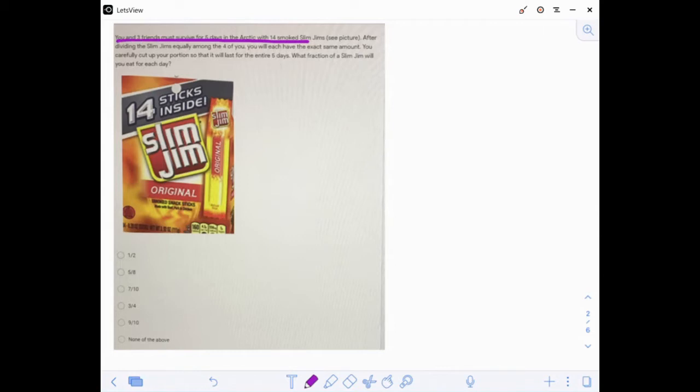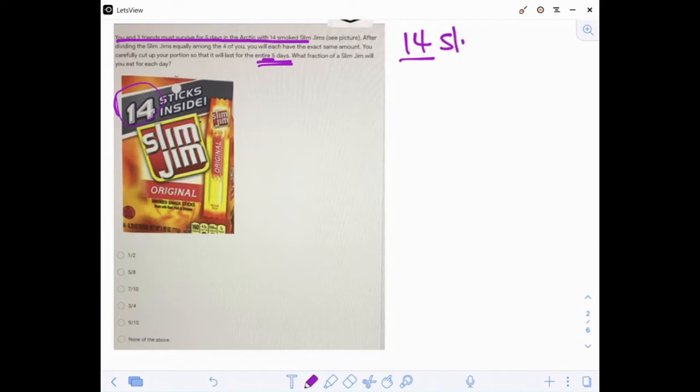Because then it says after dividing the Slim Jims equally among the four of you, you'll each have the exact same amount. You carefully cut up your portion so that it will last for the entire 5 days. What fraction of a Slim Jim will you eat each day? So first of all, I need to figure out how many Slim Jims I'm getting. Well, there's 14 Slim Jims, and it's split up between, not five, four people.